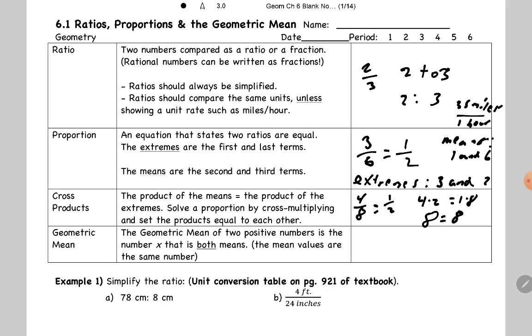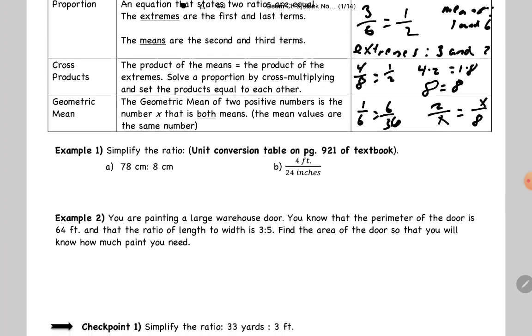And then the geometric mean of two positive numbers is the number x. So, for example, 1 over 6 equals 6 over 36. So the geometric mean between 1 and 36 is 6. If we wanted to find the geometric mean of, say, 2 and 8, this is how you would set it up. But let's go on to the examples.